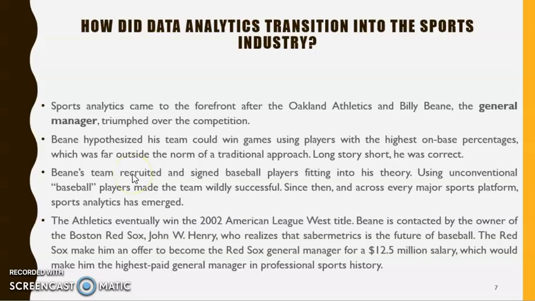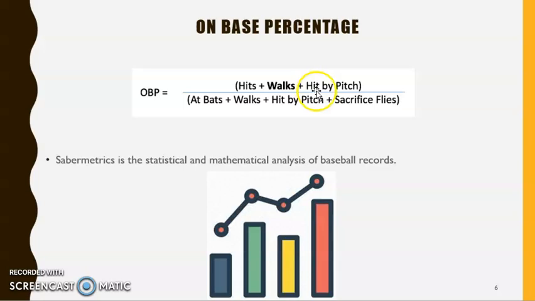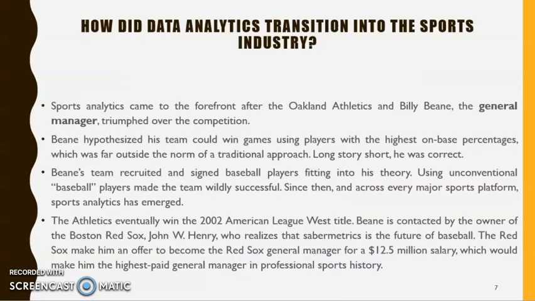So based on what we discussed in the last video, they have some data about hits, walks, hit by pitch, at bats, and all the things. Out of those things, they created OBP that can help them for decision making. And they noticed that the players with high OBP can fill the gap in their teams, and also they are undervalued. So they went for that and they restructured the team so much, because as you see, it was far outside the norm of a traditional approach.